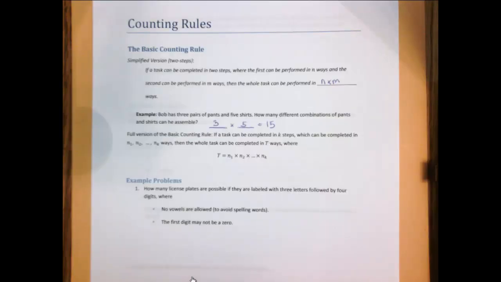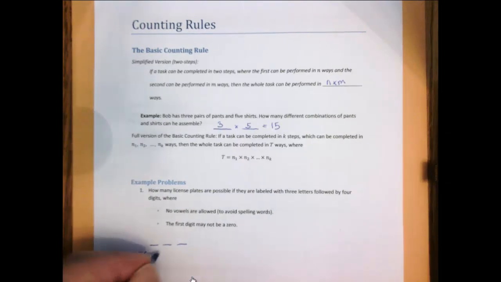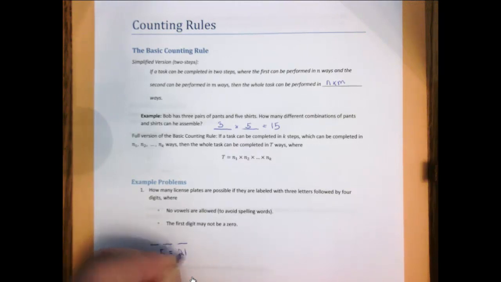Well, what we want to do to solve this problem is to break this down into multiple steps. The first is that we are going to choose 3 letters. Now, for each of these 3 letters, we are going to make sure that we don't have a vowel chosen. So there are 26 letters in the English alphabet. There are 5 vowels which are disallowed, and therefore 21 ways for each one of these steps.